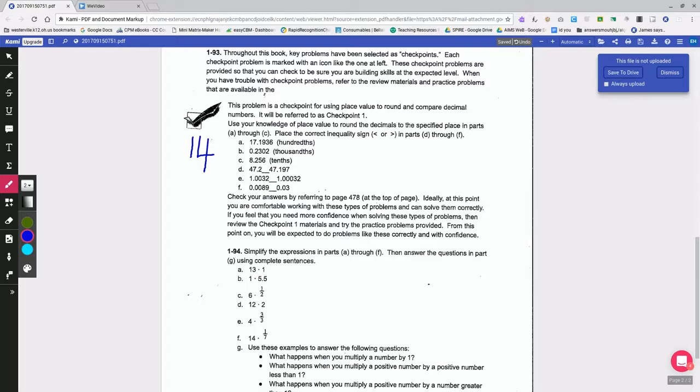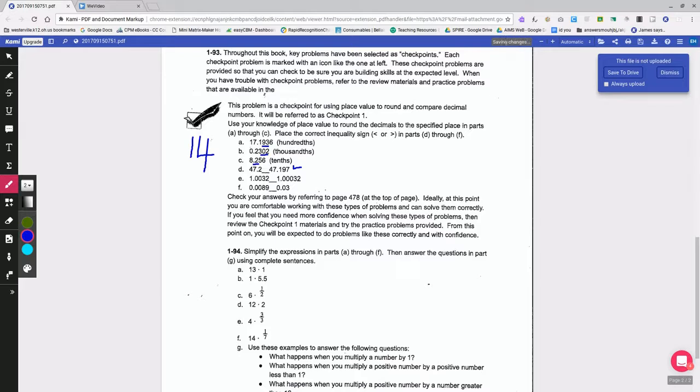Remember your places, so hundredths, we're looking right here at the 9. Thousandths, we're looking right here at the 0. And tenths, we're looking right here at the 2. Looking to the right. Again, the trick here to help you with your inequalities is just making sure you're matching them up.